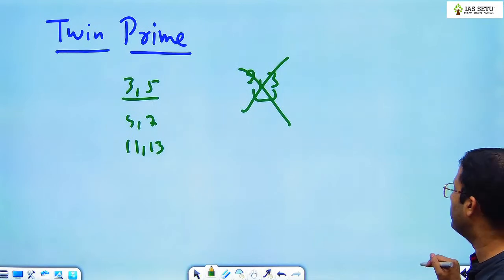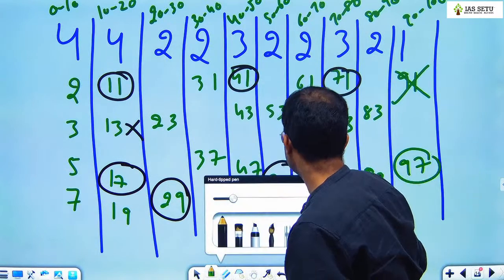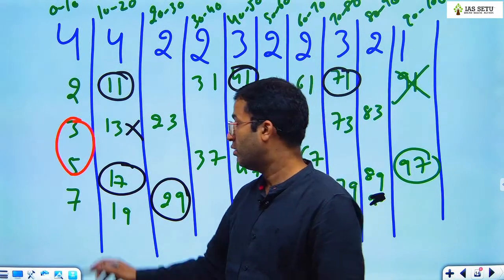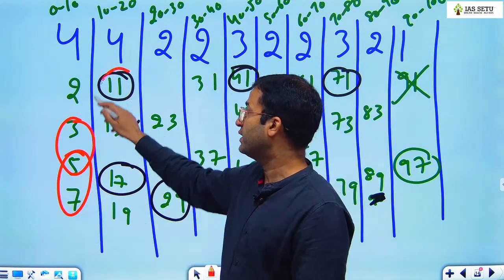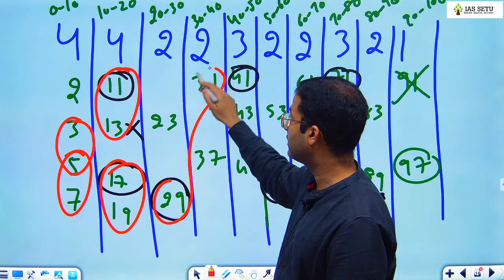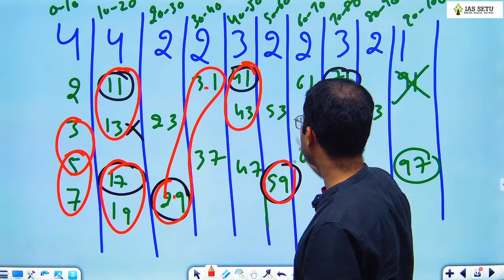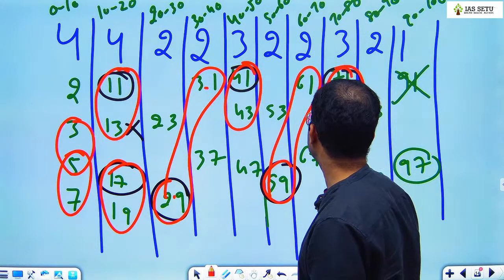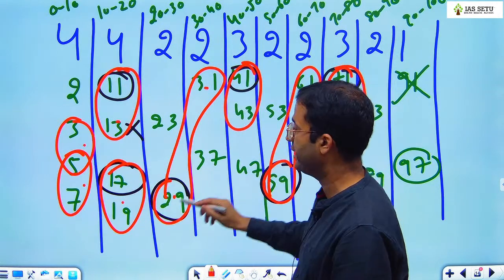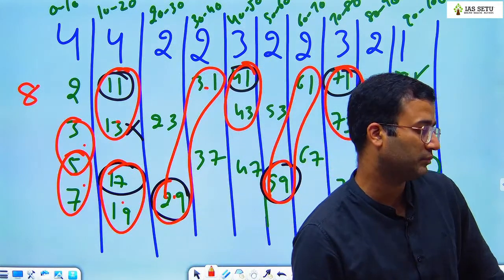So I tell you how many pairs of twin primes are there below 100. First pair is, you can see, 3 and 5. Below 100 है ना. 5 and 7. Then 11 and 13. Then 17 and 19. Then 29 and 31. Don't miss it. 41 and 43. Then 59 and 61. 71 and 73. So you have 1, 2, 3, 4, 5, 6, 7, 8. So there are 8 pairs of twin primes we have below 100.